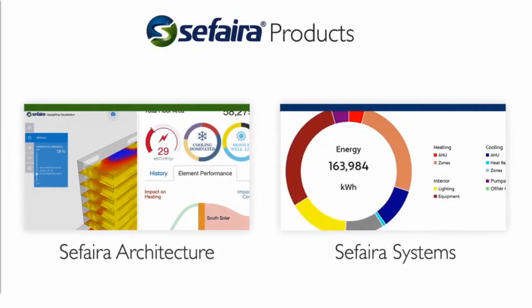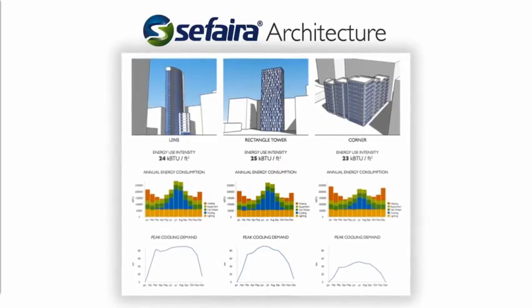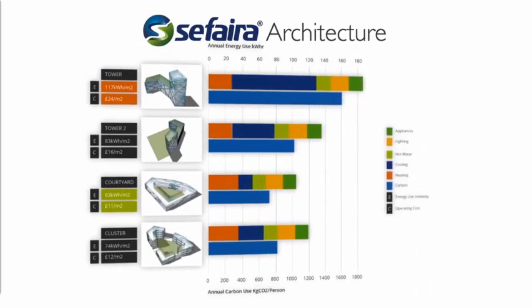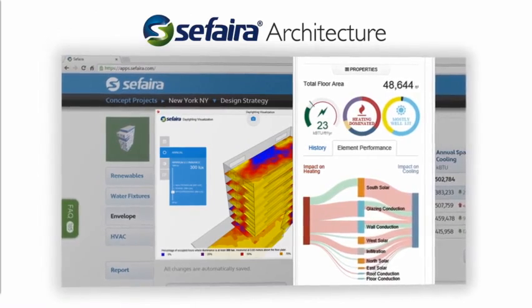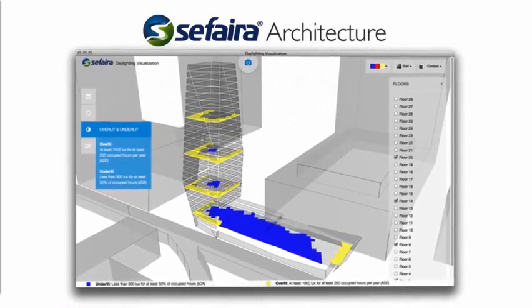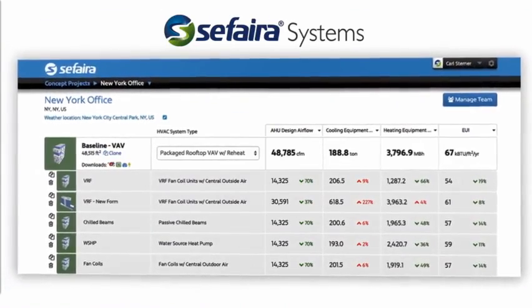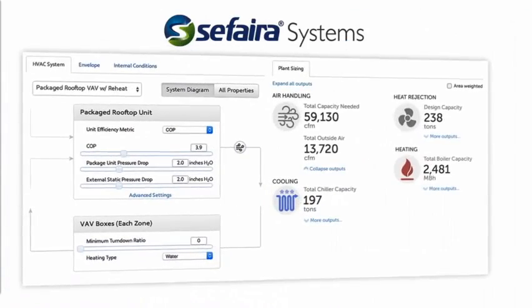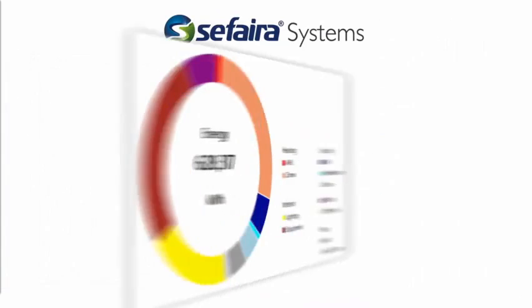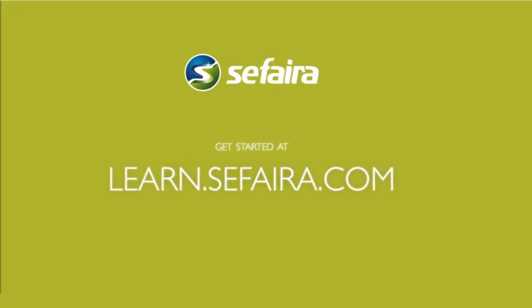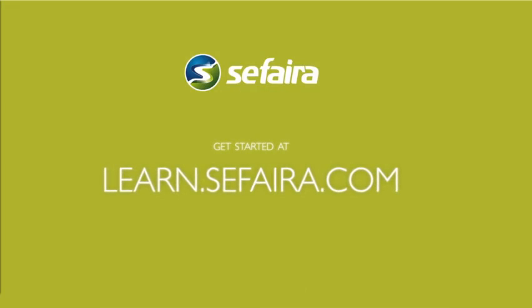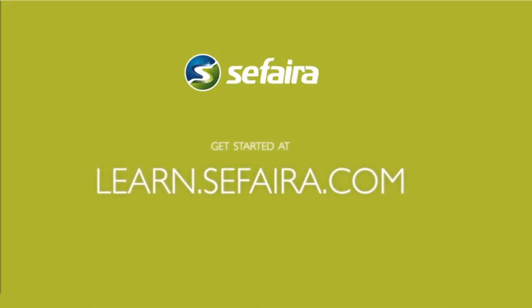Sefaira has two products, Sefaira Architecture and Sefaira Systems. In Sefaira Architecture, you can study design decisions like building form, glazing amount, floor plate shape, shading design, and insulation levels. You can design facades that balance energy and daylighting. In Sefaira Systems, you can compare different HVAC options and study system sizing, peak loads, and energy conservation measures early in the design process. Get started now. Visit learn.sefaira.com to learn how you can use Sefaira to accomplish your performance goals.